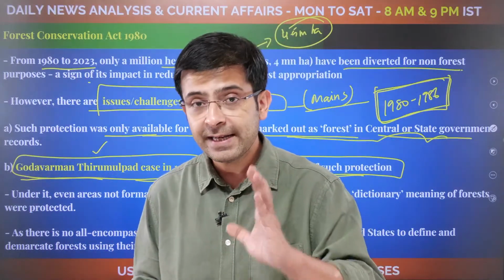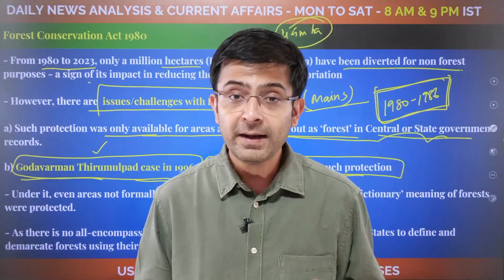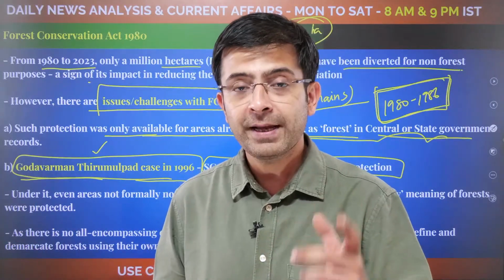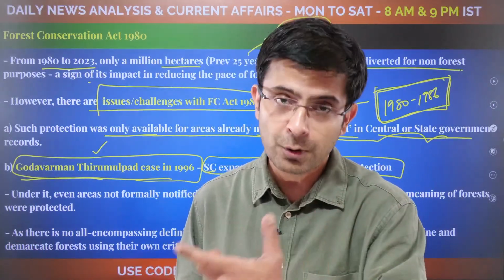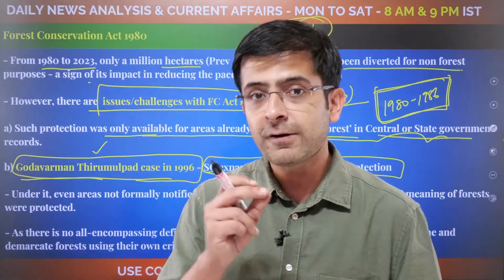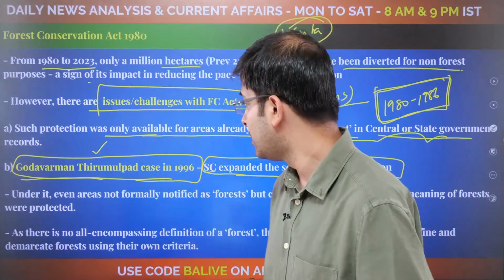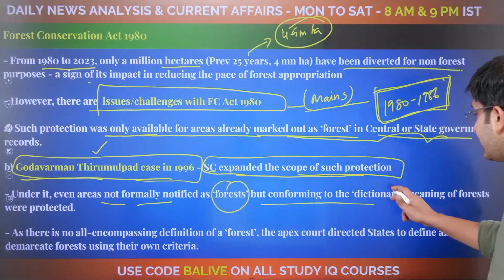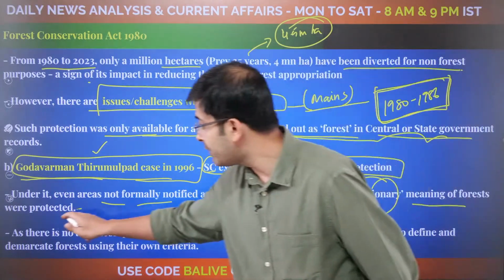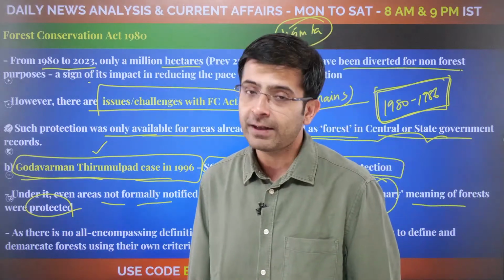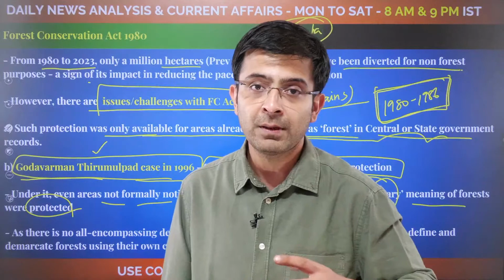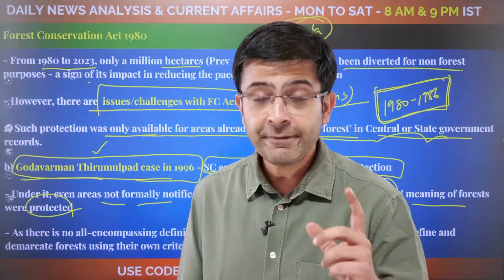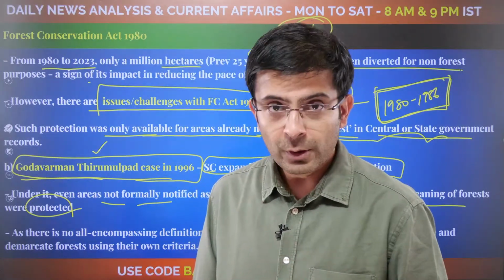So the Supreme Court says that even if you have a bunch of woody trees on your own private land, they are covered under the dictionary meaning of forest, which means they ought to be given the same status, the same level of protection as the other forests. Okay, this was the Godavarman case. Very, very important, very crucial. Okay, so even areas not formally notified as forests, but conforming to the dictionary meaning of forests, are to be protected. So your ancestral land or anywhere, fallow land, suddenly you have some vegetation come up. Okay, not waste vegetation, some woody structures come up. The definition of forest applies there, even though they are not on forest land. Clear ho rahi hai? Okay.